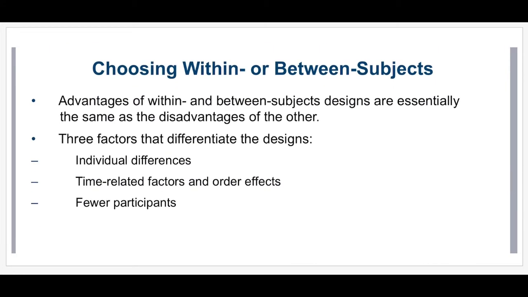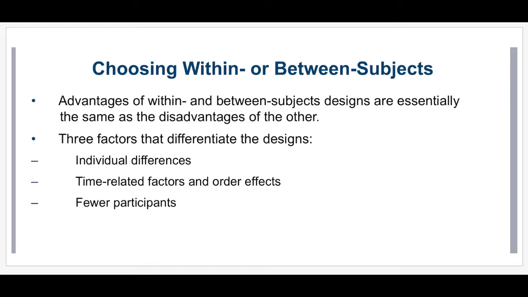So how do we choose between the two? Well, basically you can see that the advantages of the within and between subject designs are essentially the same as the disadvantages of the other. They just flip back and forth, right? So the three main factors to consider, the first is individual differences. Remember, in between subjects designs, this is a problem. The individual differences create that static. We're not able to see. It can affect the internal validity and create confounds, so that we aren't able to see the differences that we want to see in the dependent variable.